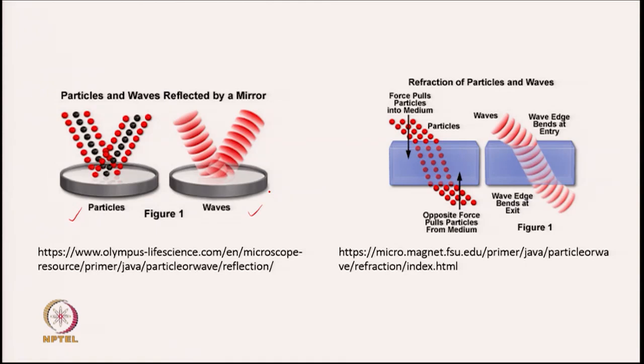Similarly, refraction can be shown by both particles and waves, and here is the example. Forces pull the particle into the medium, and here an opposite force pulls the particle from the medium, and this is the wave. The wave edge bends at entry and bends at exit. So, both particles and waves show the refraction property.